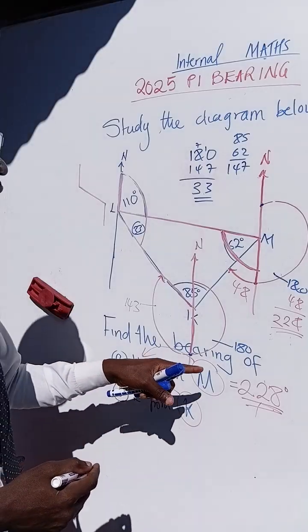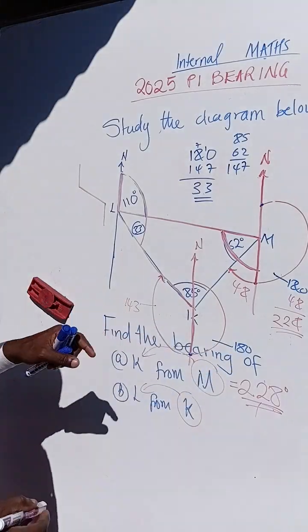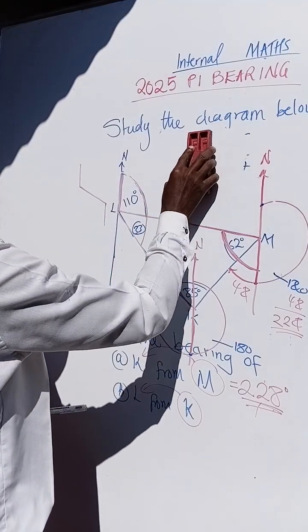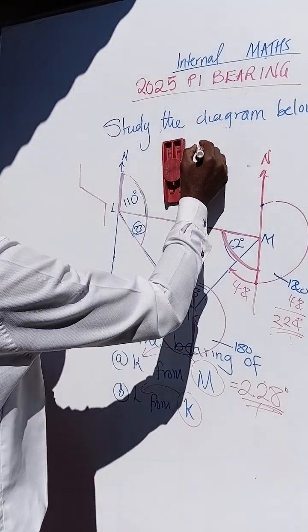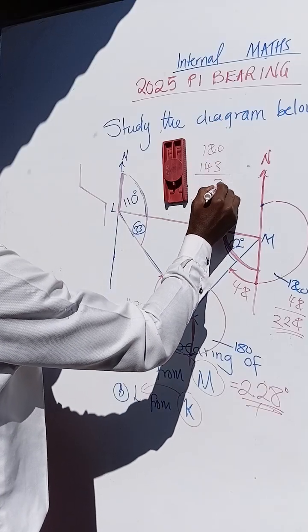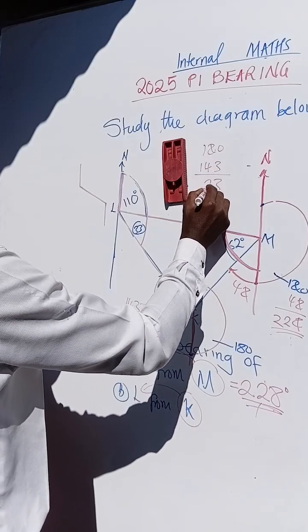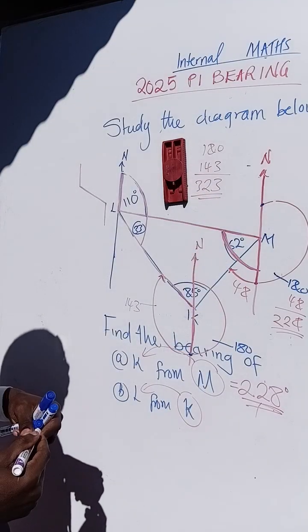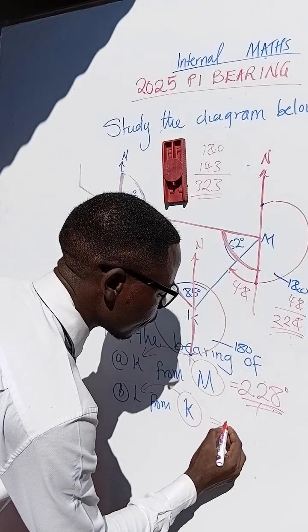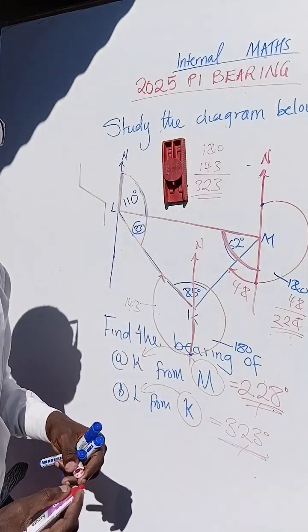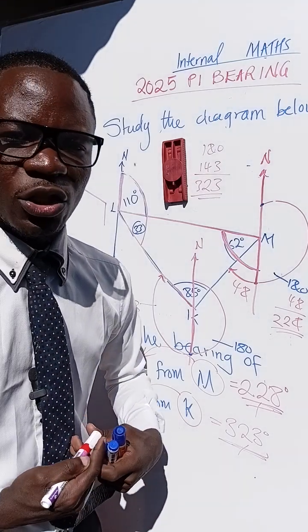So we are going to add this 180 plus 143. 180 plus 143, we are going to have 323. So the answer qualifies to be 323. Okay, so we are going to have 323 degrees. That's the way on how we answer the question.